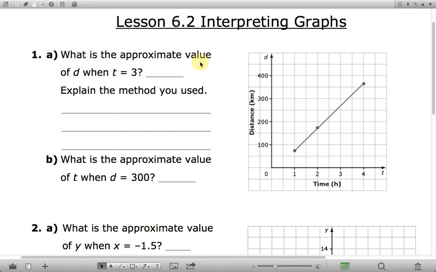First question is, what is the appropriate value of d when t is equal to 3? So in order to do that, we are going to go to t equals 3, which is right here, and we're going to go up on this vertical line until we get to our graph. Now we're going to move across horizontally to the distance axis and figure out what that d value is that corresponds to t equals 3. And if I have to estimate this, I would say that this is approximately 270 kilometers.